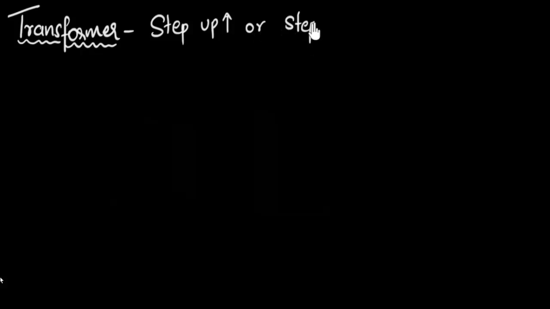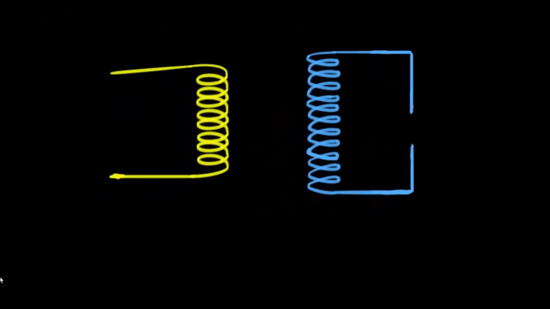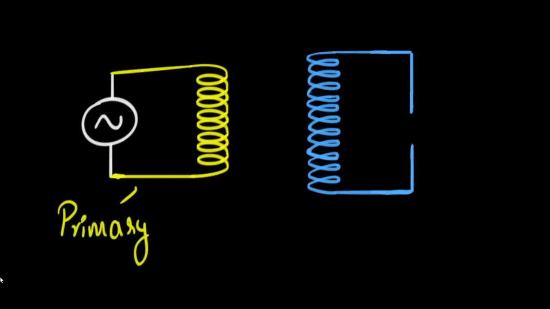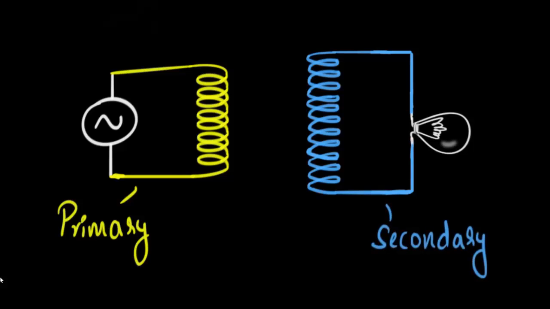So what's a transformer? A transformer is a device that can either step up, which means increase, or step down, which means decrease, an AC voltage. Okay, what does that mean and how does it work? Well, at the core, the transformer is basically just two coils kept close to each other. One which is connected to the AC supply is called the primary coil, and the other which is connected to some device which we want to run, we'll call the secondary coil.